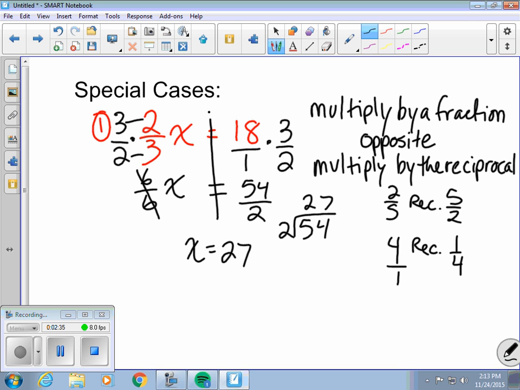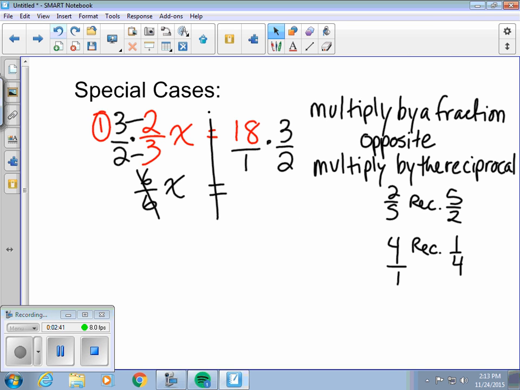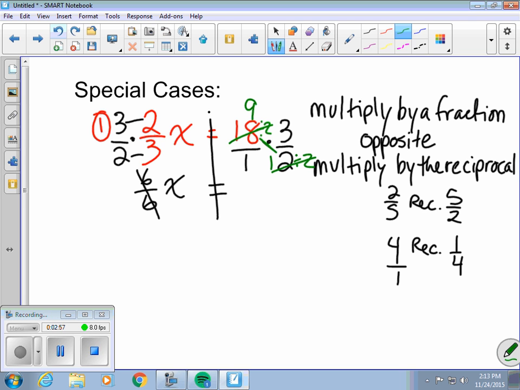Now, a second way of thinking about that: before I multiply straight across, I can look at my fractions in the top and the bottom. I see that 18 and 2 can both be divided by 2, and I'm going to do that right away. That gives me 9 and 1. 9 times 3 is 27. 1 times 1 is 1. So 27 over 1 would be 27.